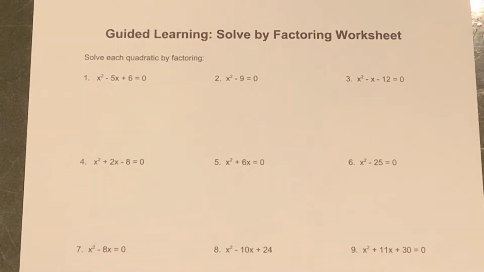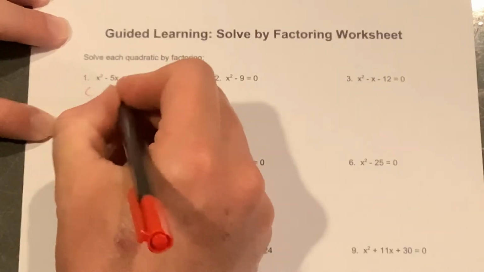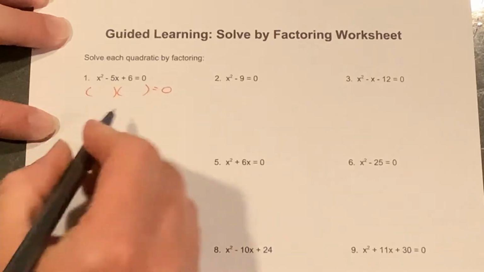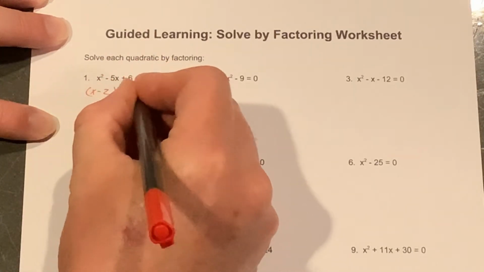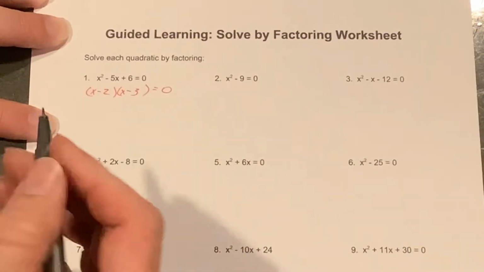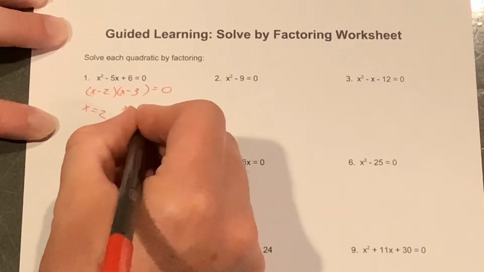Okay, so number 1, trinomial. We're going to solve all these by factoring. So I'm just going to make 2 parentheses. 2 numbers that multiply together to be 6 and add together to be -5 are -2 and -3. So if those are my factors, my solutions are the opposites of my factors. So my solutions are x equals 2 and x equals 3.